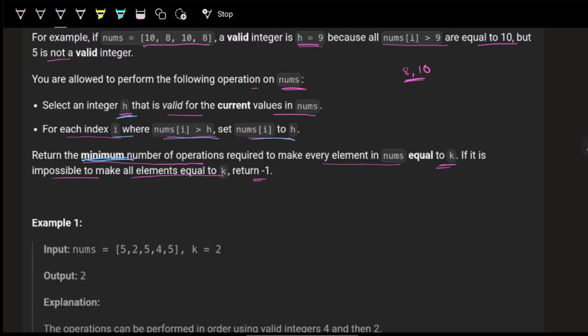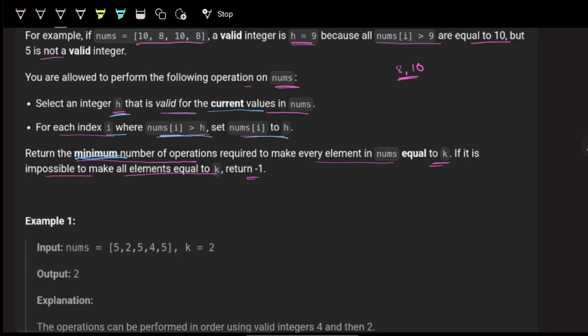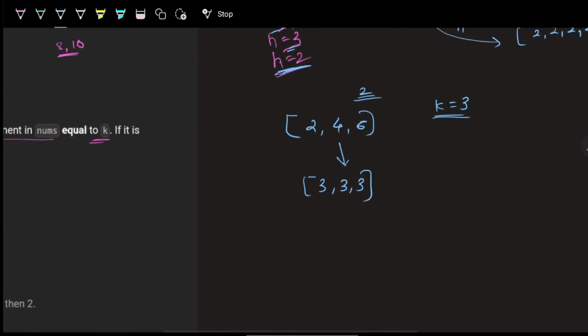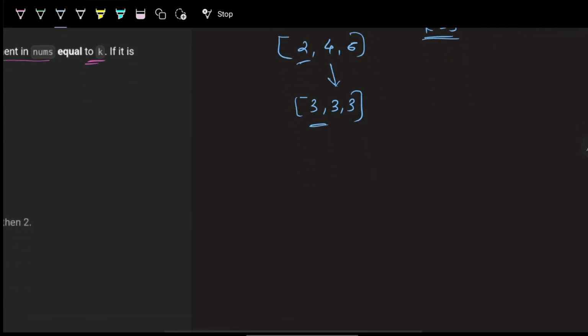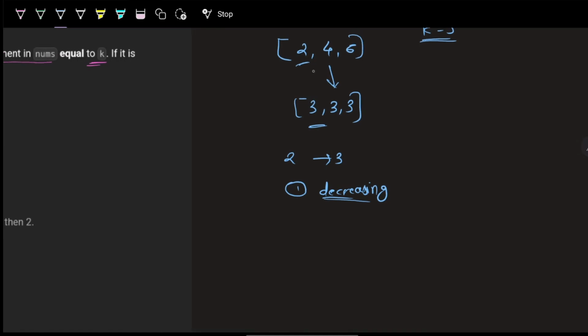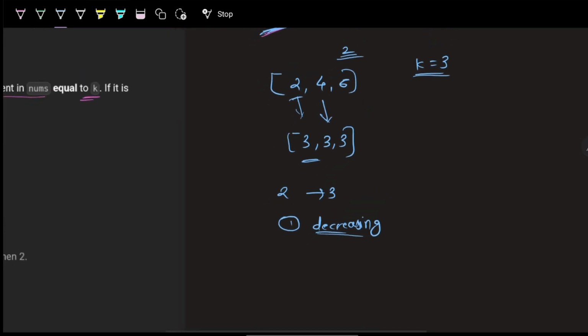Select an integer h that is valid for current values in nums. Correct, that is one goal, and we just have to replace nums[i] with h. That is our goal. What is our final array? This. If you see this 2, is it possible to convert 2 into 3? Because we are not doing any increasing operation, we are only doing decreasing operations, and not for these values which are less than k basically.